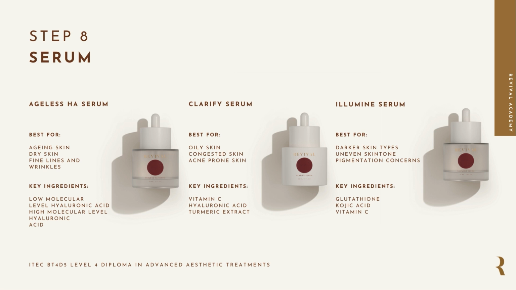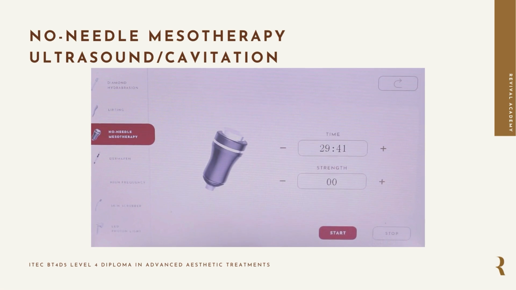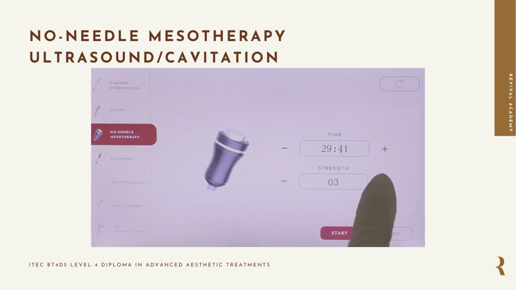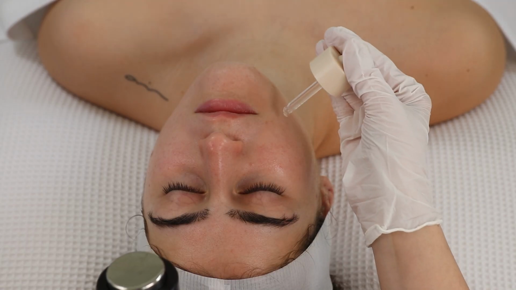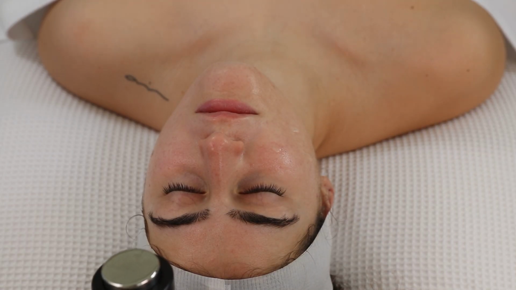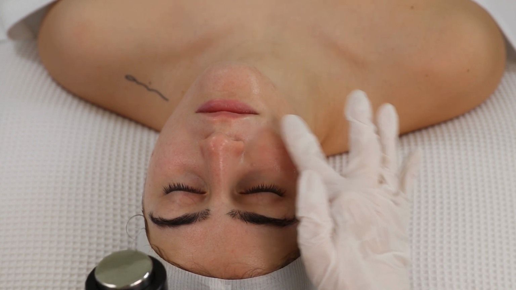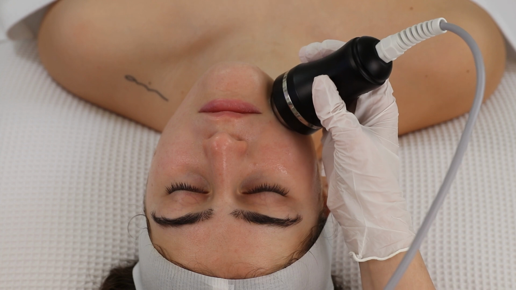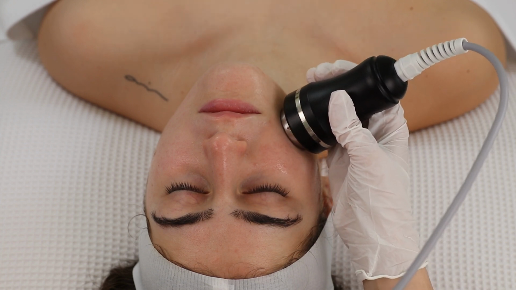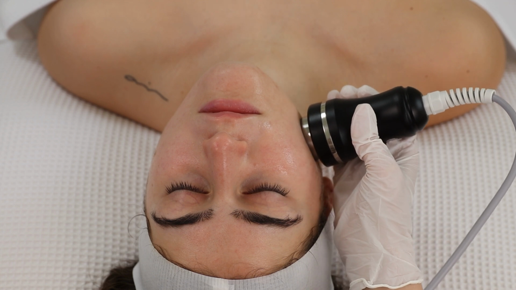Before going ahead with the serum, you will need to switch on the no needle mesotherapy probe. From the machine, select the no needle mesotherapy button from the menu, adjust the setting to 5 and press the start button. And now you're ready to begin. Apply 3 drops of the serum on the right side of the face and spread it across evenly, only using one finger. Place the probe on the skin and use slow circular movements starting from the chin area, and make your way up towards the jawline and the cheeks.